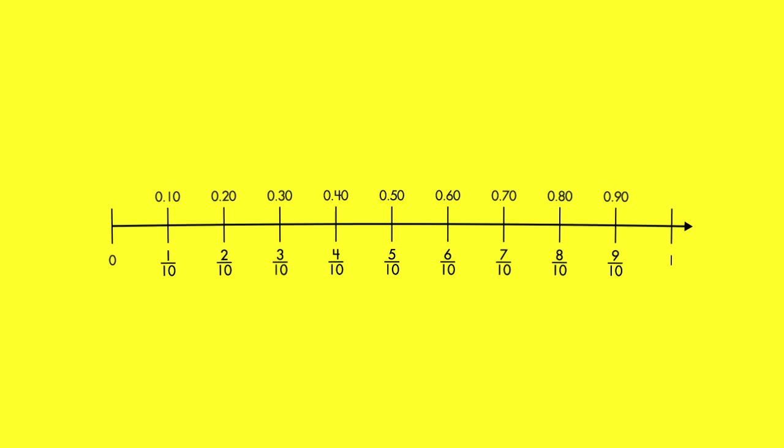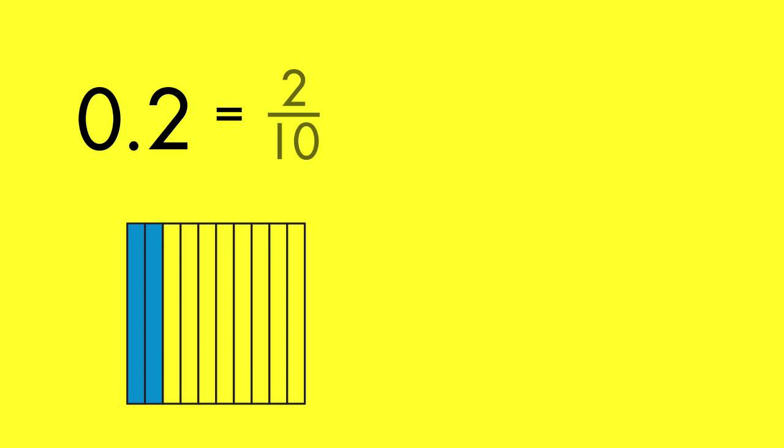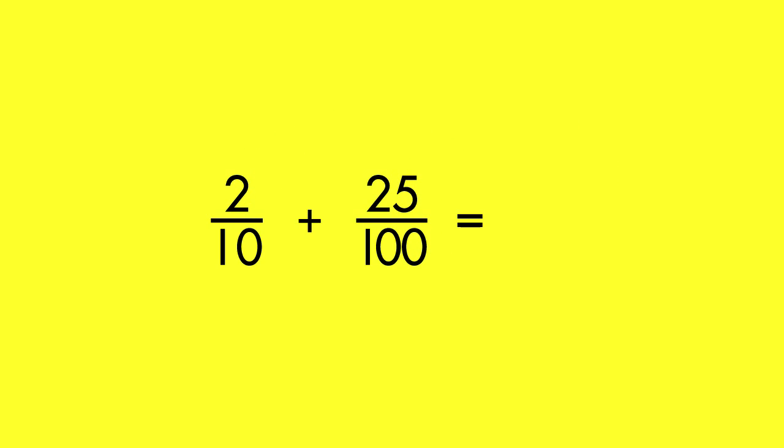Both fractions and decimals name parts of wholes. You can write 2/10 as a decimal or as a fraction. You can write 25 hundredths as a decimal or as a fraction. To add these fractions, you need a common denominator.